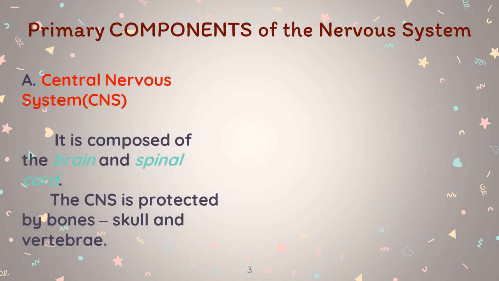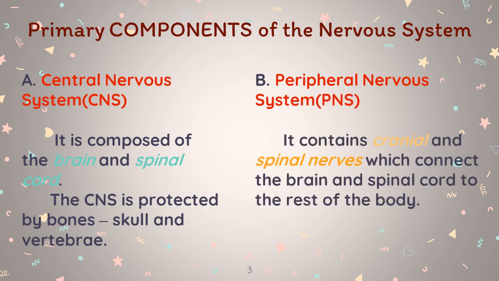There are two primary components of the nervous system. One is the central nervous system or the CNS, which was already covered in the first lesson video. The other one is the peripheral nervous system or the PNS that connects the brain and spinal cord to the rest of the body through the cranial and spinal nerves. Cranial nerves take impulses to and away from the brain, while the spinal nerves take impulses to and away from the spinal cord.